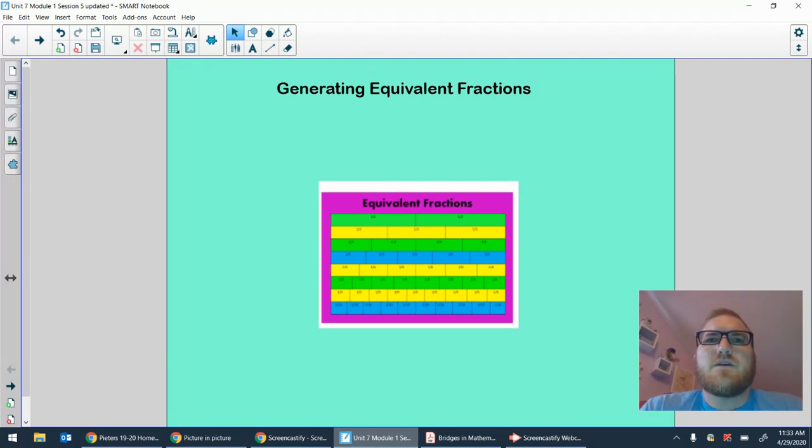And as you can see here, it's all about generating equivalent fractions. And that's one of those terms that we talked about a little bit yesterday. With equivalent fractions, the key part is that they're equivalent. Equivalent simply means that they have equal parts, or they're equal to each other. And fractions, once again, you're breaking something into equal parts. You're trying to find fractions that would be equal to each other.